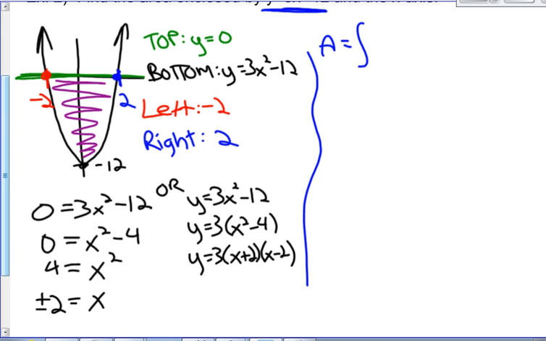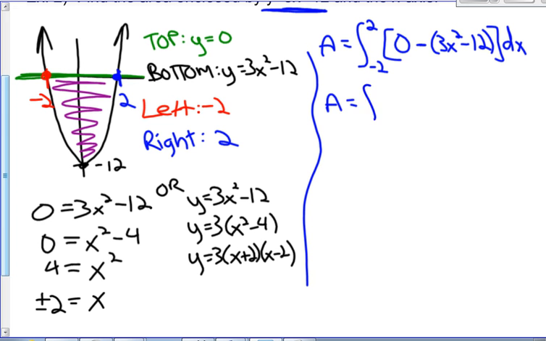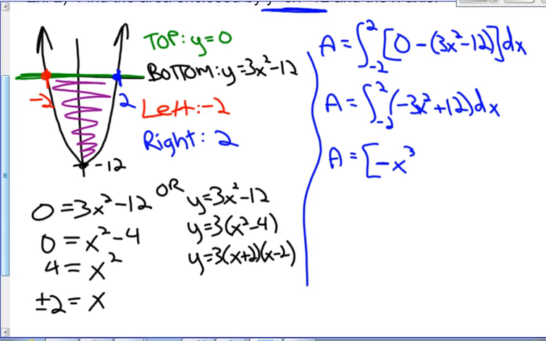Area is the integral from the left, which we now know is negative 2, to the right, which is positive 2, of the top curve minus the bottom curve. Let's just pretty that up a little bit so that it's negative 3x squared plus 12. And now we're ready to integrate. And this one works out nicely. It's negative x cubed plus 12x from negative 2 to 2.